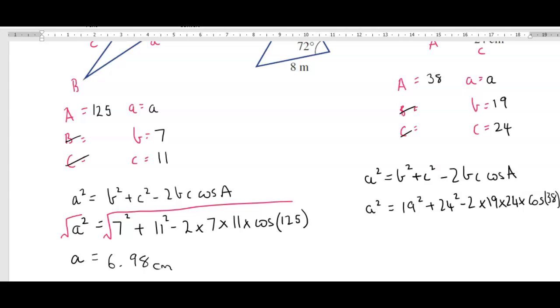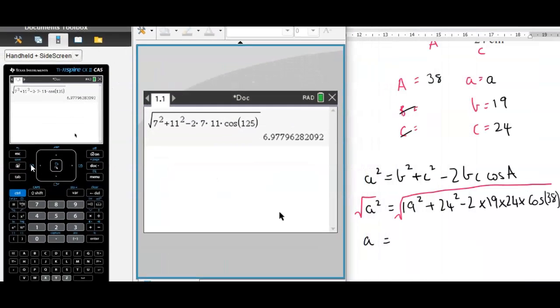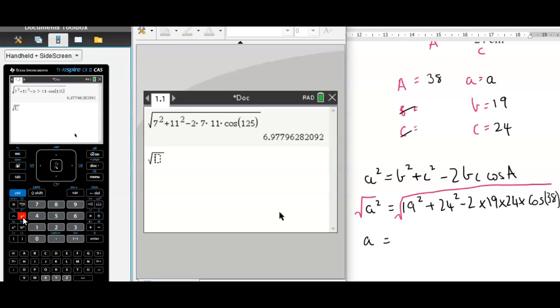All right, so just like we did before, we want to get A by itself. So we take the square root of both sides, and it's the square root of everything, so one big square root. Okay, and then just plug that all into the calculator. I'll move the calculator over here so I can actually see what I'm doing. All right, so we've got the square root of 19 squared plus 24 squared minus 2 times 19 times 24 times cos 38.